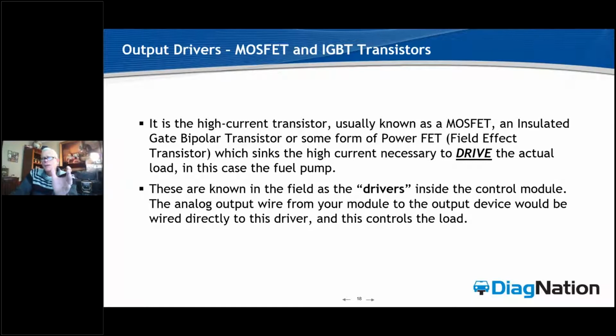But the analog wire from your module to the output device is wired literally directly to this driver inside the PCM, guys. And that's what we need to understand when we're scoping at that PCM: whatever that pin is seeing is what that driver inside the box is seeing right there. Now, the pin coming out of the PCM is the piece we can't touch. It's going to be soldered to the pin in the connector harness, obviously.